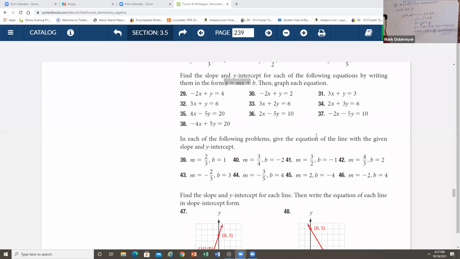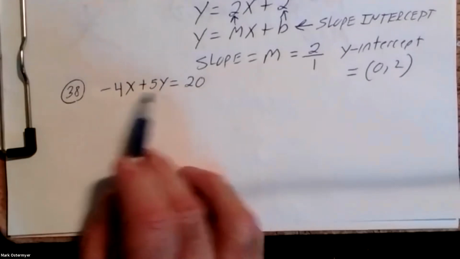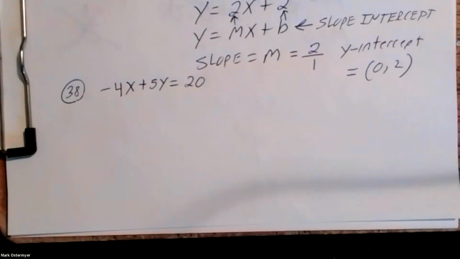All right. Let's do another one like that. Let's look at number 38. This equation is in what form? Is that standard form or slope-intercept form, this linear equation? Standard form. We want to first of all get it in the slope-intercept form by solving the equation for the variable y. So how do we solve this equation for y? What's the first move here to solving for y?